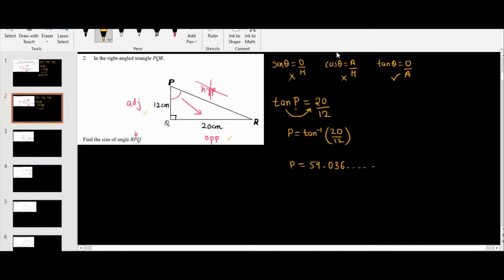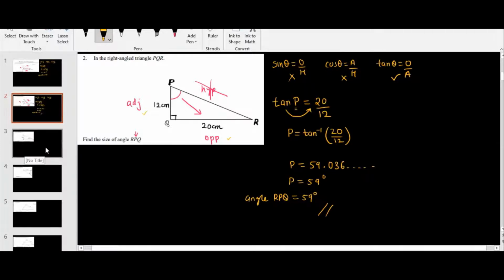59.036. This is the answer I got in the scientific calculator, but finally you can write this answer up to one decimal place. Since this is 59.0, it is okay if you write just 59 degree, because 59.0 is the same as 59 degree. So finally, angle RPQ is 59 degree.